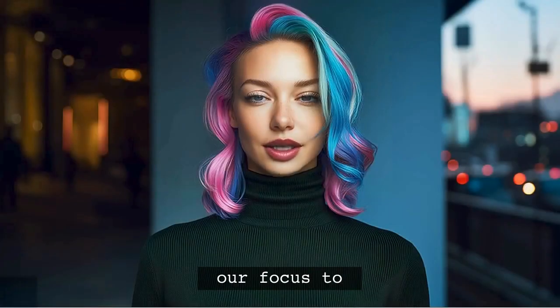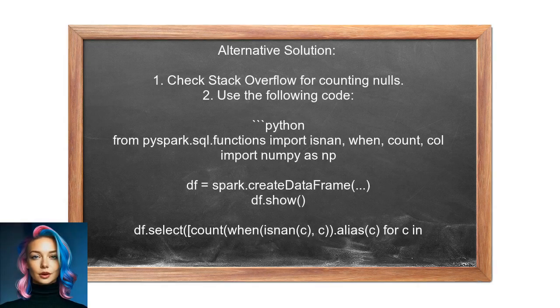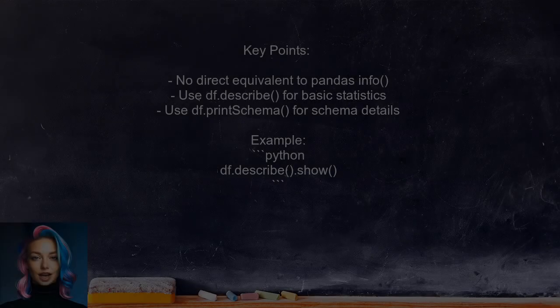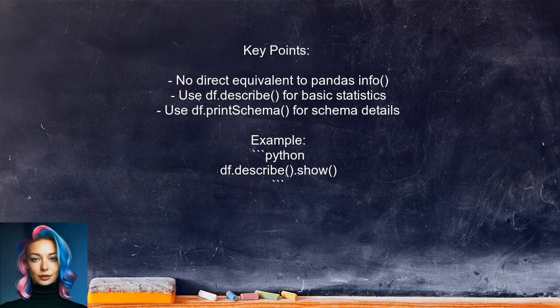Now, let's shift our focus to a different response. One user suggests checking a Stack Overflow answer for counting null and not null values in PySpark. They provide a code snippet that creates a data frame and uses functions to count nulls and non-nulls for each column. They also mention that while there is no direct equivalent to Pandas info, you can use the describe method for basic statistics and printSchema for schema details.